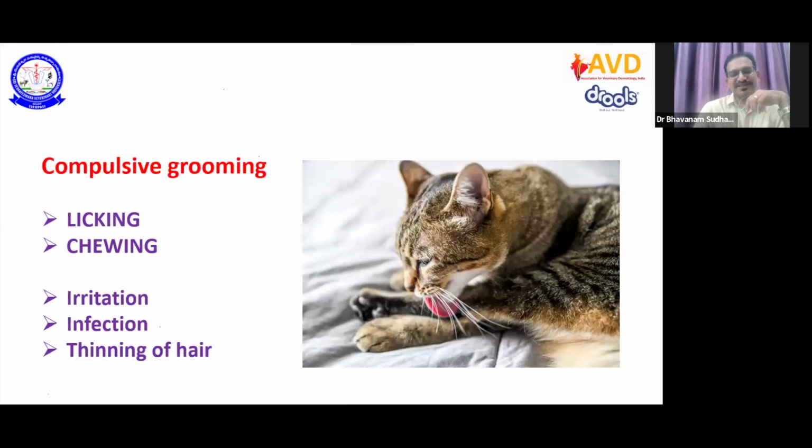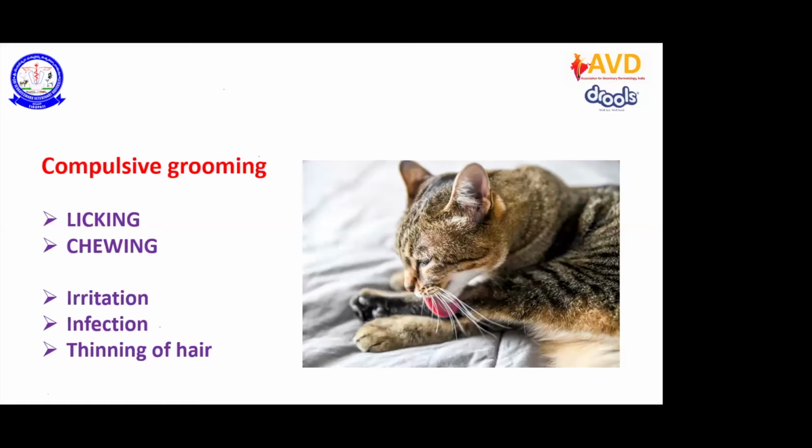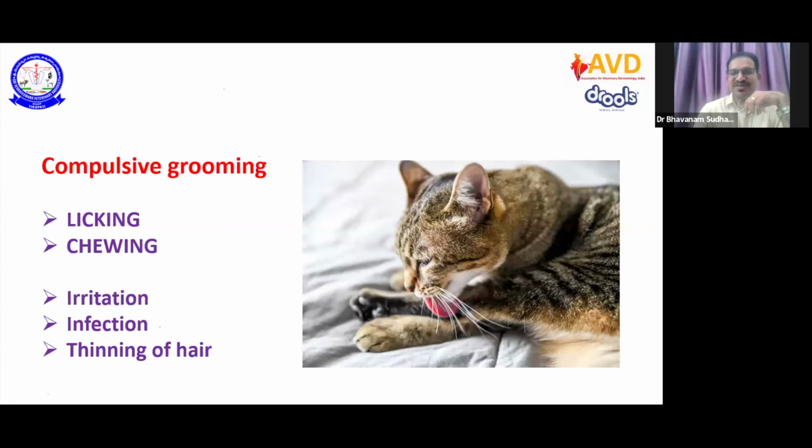Next, we need to collect the information from the owner, because most of the time the owner is going to give the information: presence of pruritus or alopecia, presence of primary or secondary lesions based on the clinical exhibitions. Even though we are collecting the information from the owner, we should know about the grooming nature. Because when we are discussing compulsive grooming in cats, this is very essential.